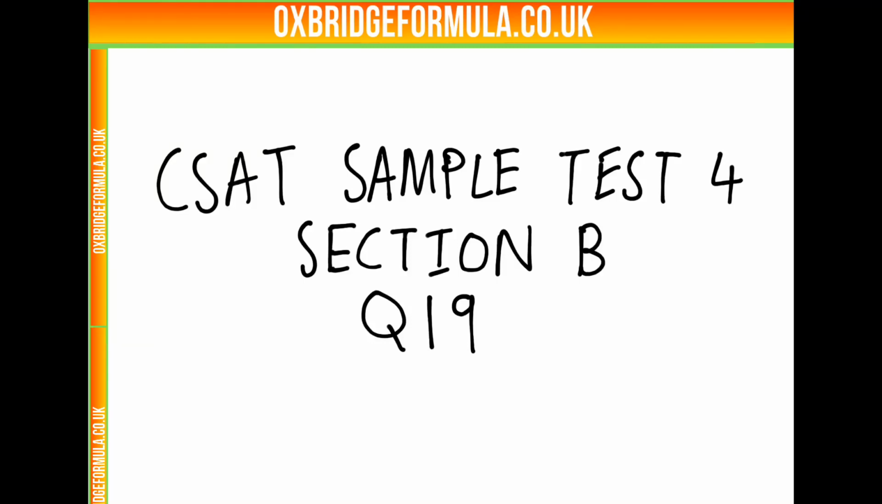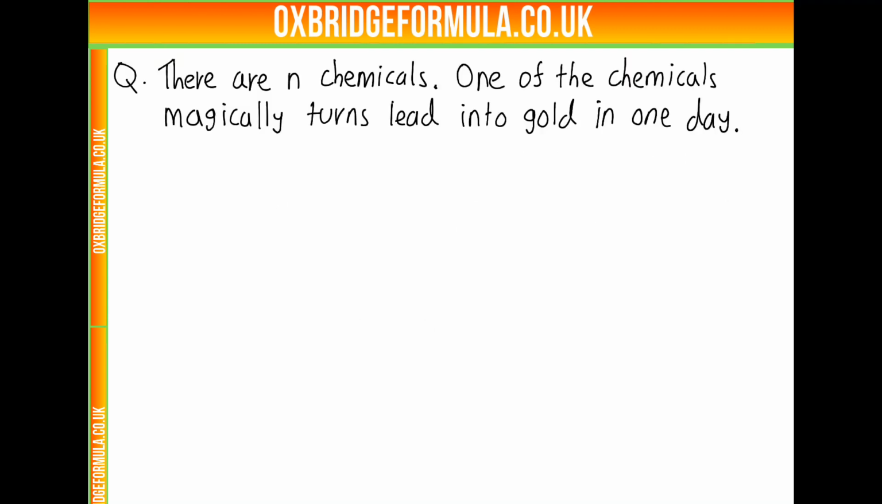This is the solution video for question 19 from section B of the 4th sample test for CSAT. In this question, we're told there are N chemicals, and one of these chemicals, we don't know which, magically turns lead into gold in one day.